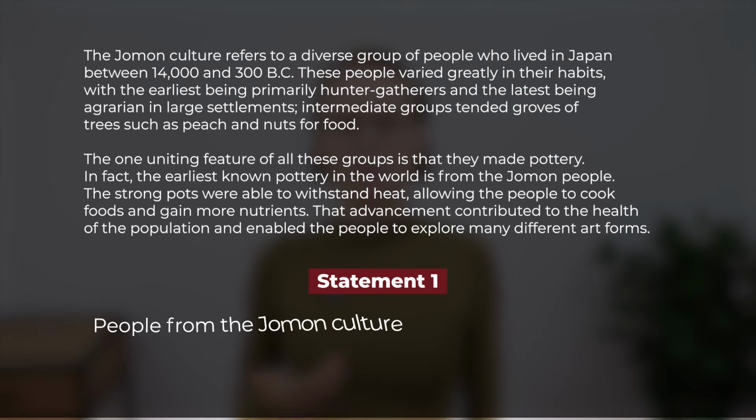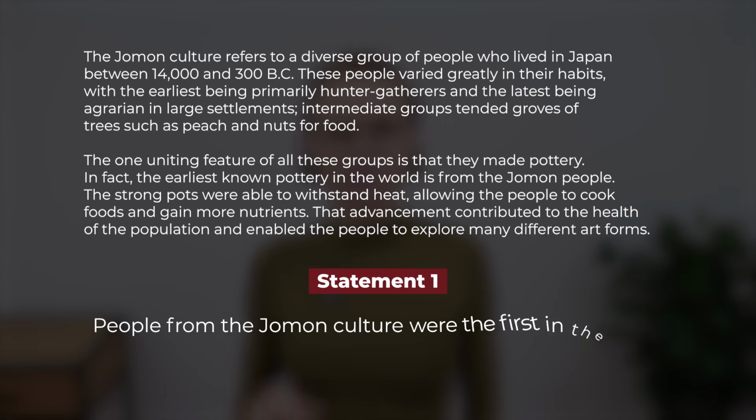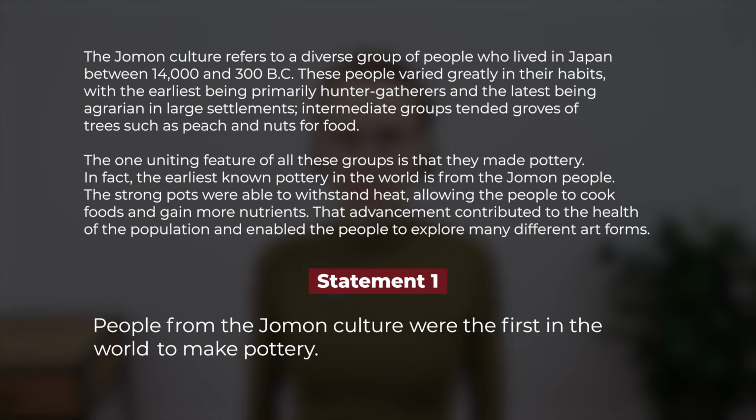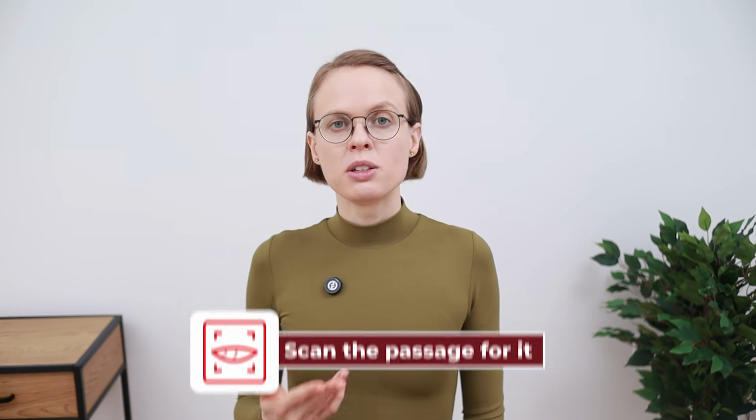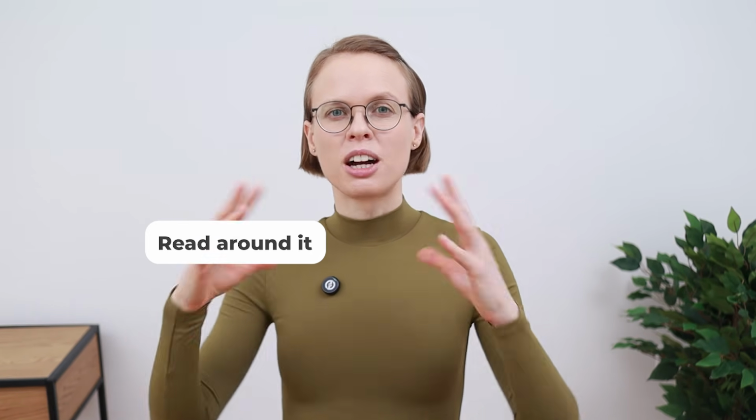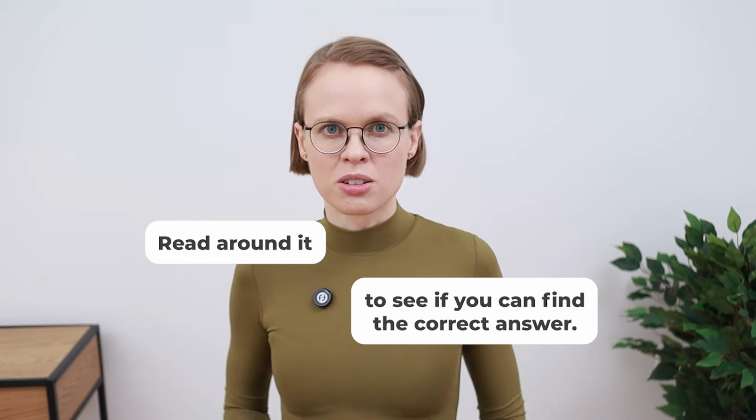Let's start with the first statement. People from the German culture were the first in the world to make pottery. You can see a keyword here, the German culture. That is a proper name that won't be changed. Now you have picked out the keyword. The next step is to scan the passage for it. When you see the word, read around it to see if you can find the correct answer.